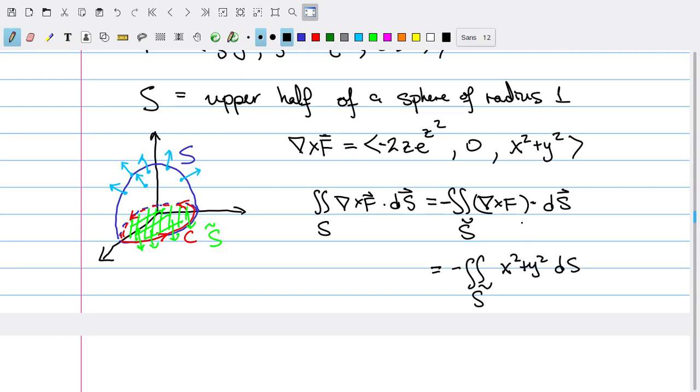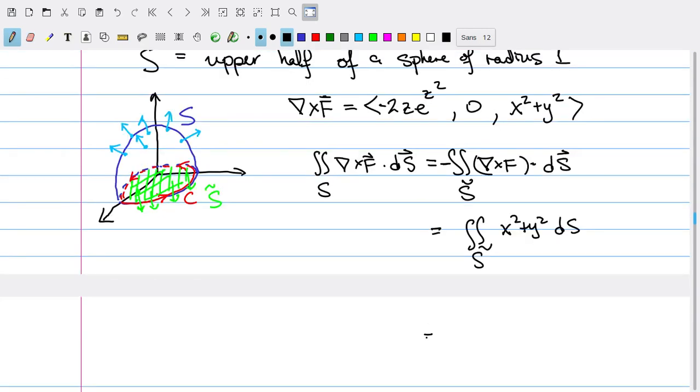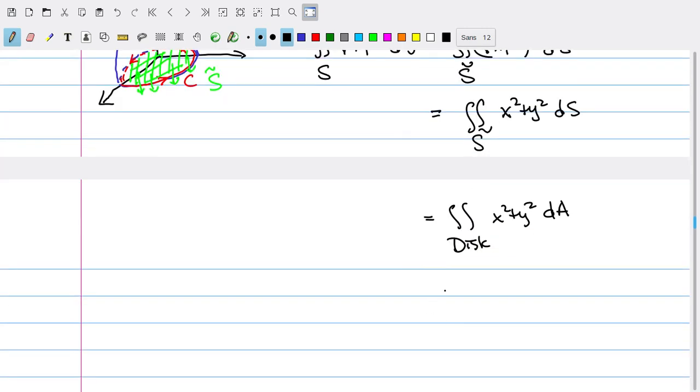So this is just an integral. Oh, and the minus sign went away. So this is just an integral in the xy plane over the disk of radius 1 of x^2 + y^2 dA, which is really very easy to do. It's the integral from 0 to 2 pi, integral from 0 to 1 of r^2 times r dr d theta, which is just pi over 2.